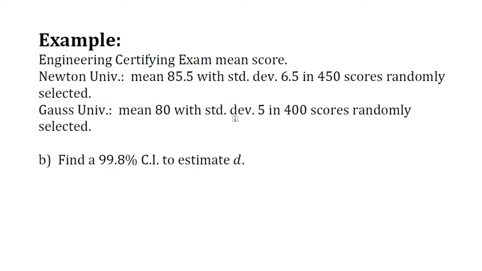And now let's look at part B of our current example. All that given information is retained exactly the same and is still in the description of our example. Part B now is asking us to find a 99.8% confidence interval. Again, remind yourself that CI stands for confidence interval, and the purpose of our interval here is to estimate D.